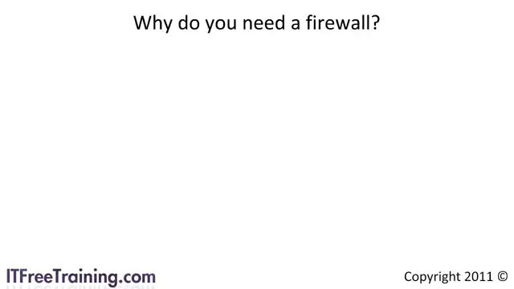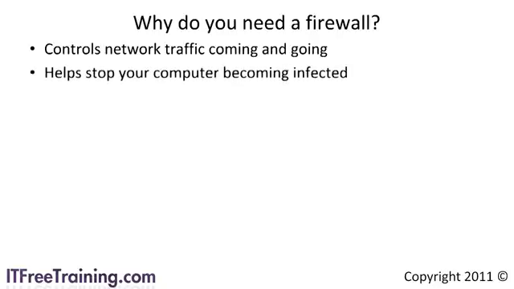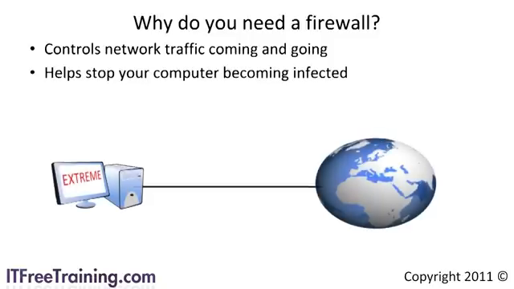A firewall helps to control network traffic coming and going from your computer system. This helps prevent your computer becoming infected by malware when it connects to the Internet. Imagine your computer is connected to the Internet. A vulnerability is discovered in Windows. It is not uncommon for a vulnerability to be discovered in the operating system long before a fix is available. Your computer and every other computer on the Internet is vulnerable to this attack.